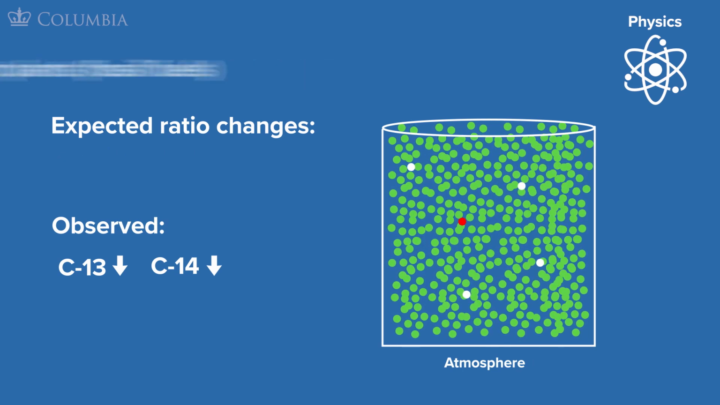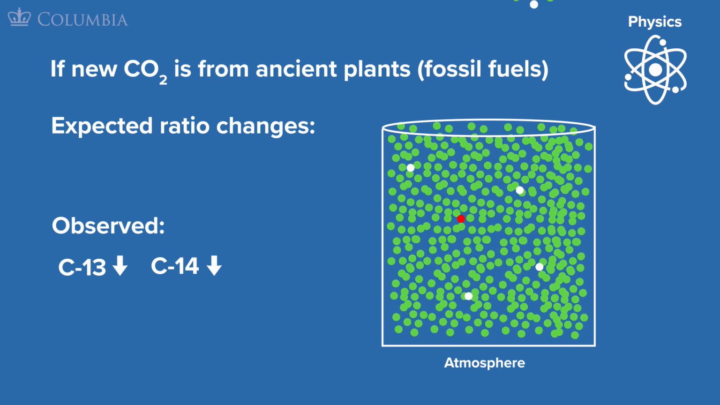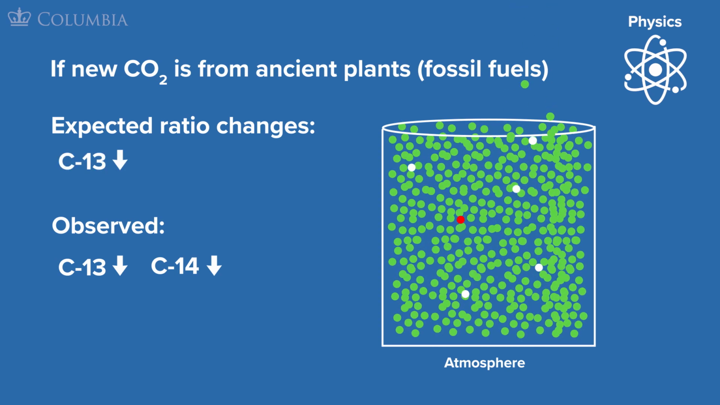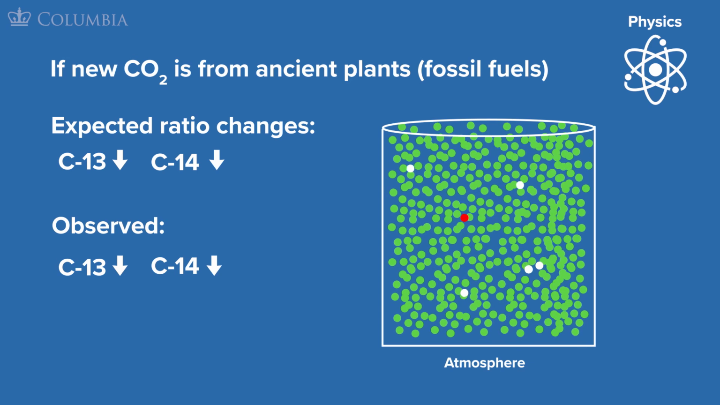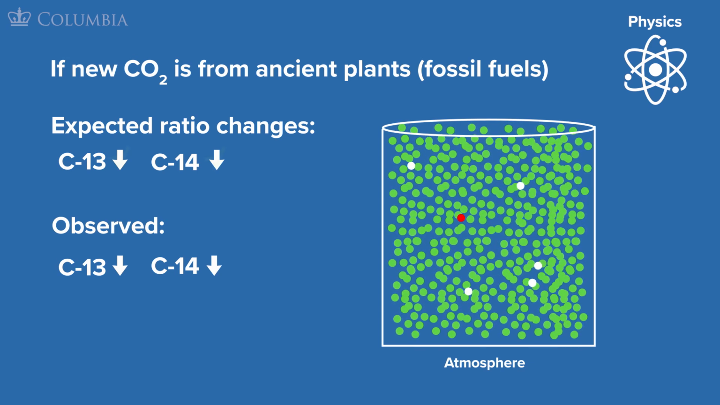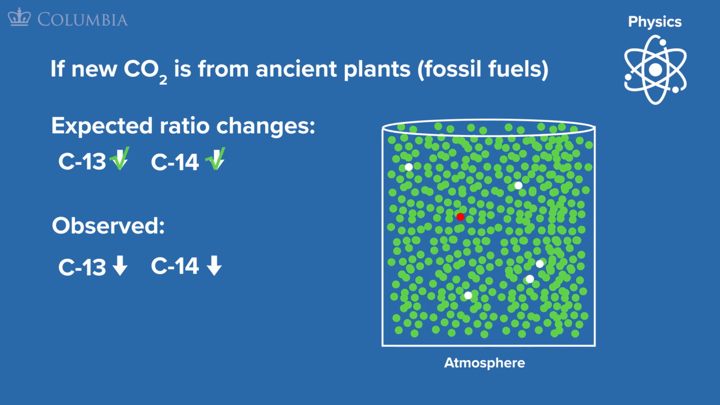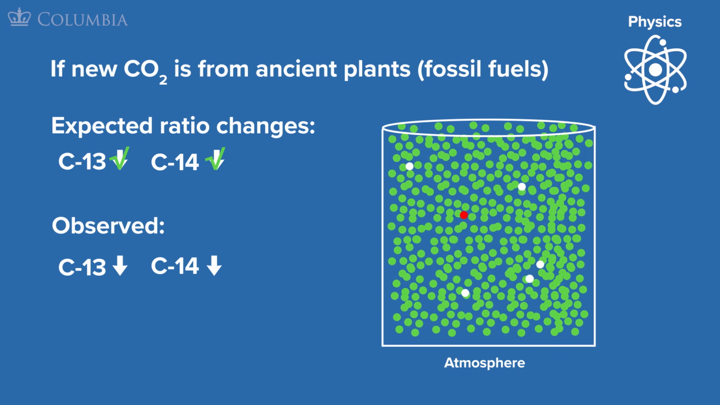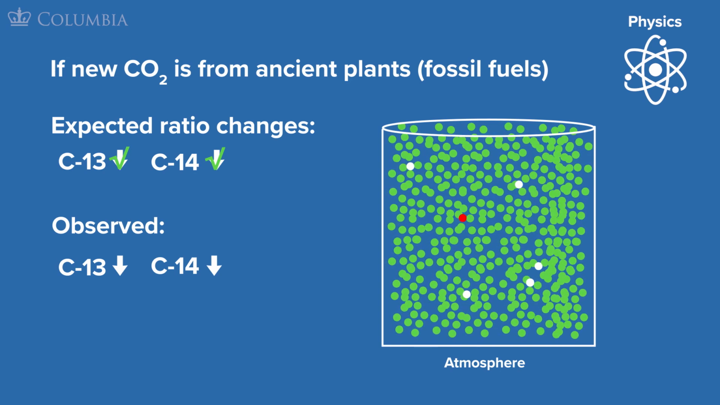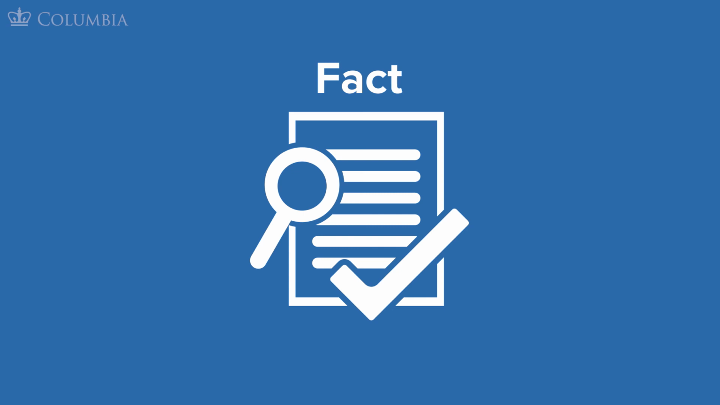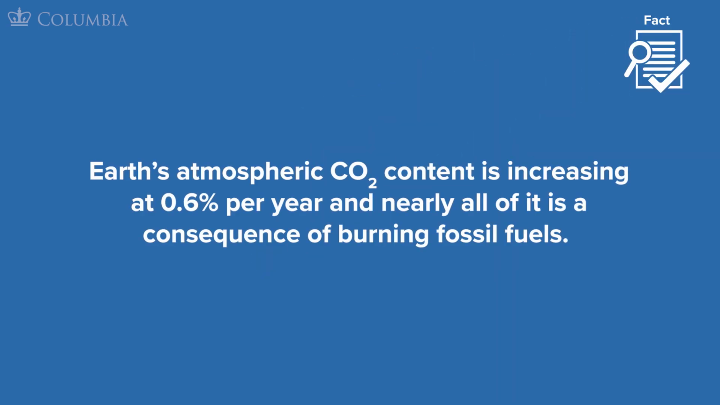Alternatively, if we talk about ancient plants, which have less C13 because they're plants, and no C14 because it's all decayed away, then that predicts the C13 to C12 ratio should fall, and the C14 to C12 ratio should also fall, precisely as observed. Therefore, one can conclude that it is a fact that the Earth's atmospheric carbon dioxide content is increasing at about 0.6% per year with time, and nearly all of it is a consequence of burning fossil fuels.